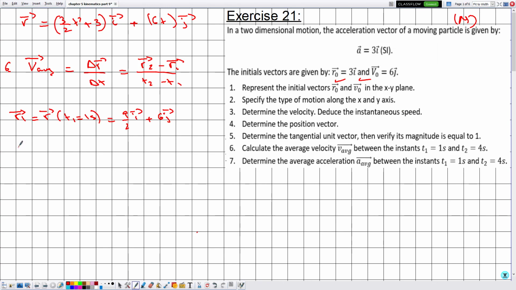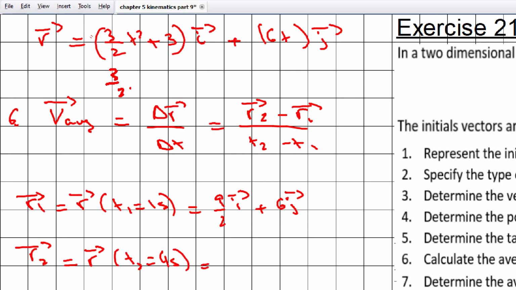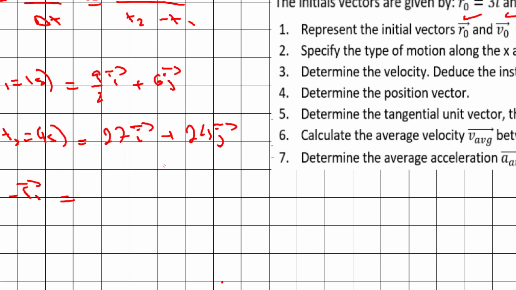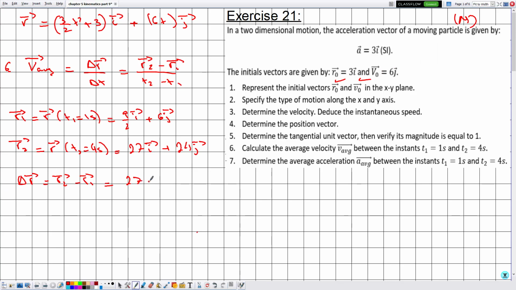Now as for the position vector computed at the instant 2, corresponding to 4 seconds. This is equal to 3 over 2 multiplied by 4 to the power 2 plus 3. Plugging this on the calculator, then it's given by 27i, and 6 multiplied by 4, it's 24j. Now we are ready to calculate the difference delta r, which is equal to r2 minus r1. The expression of r2 is given by this, and the expression of r1 is given by this.